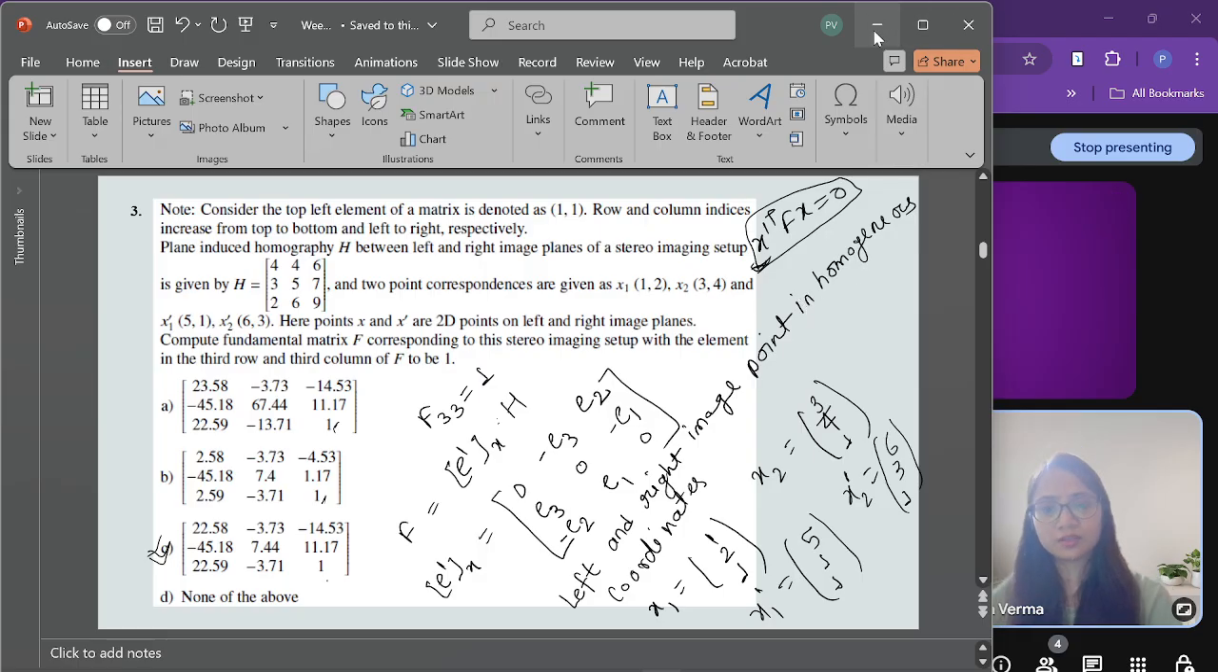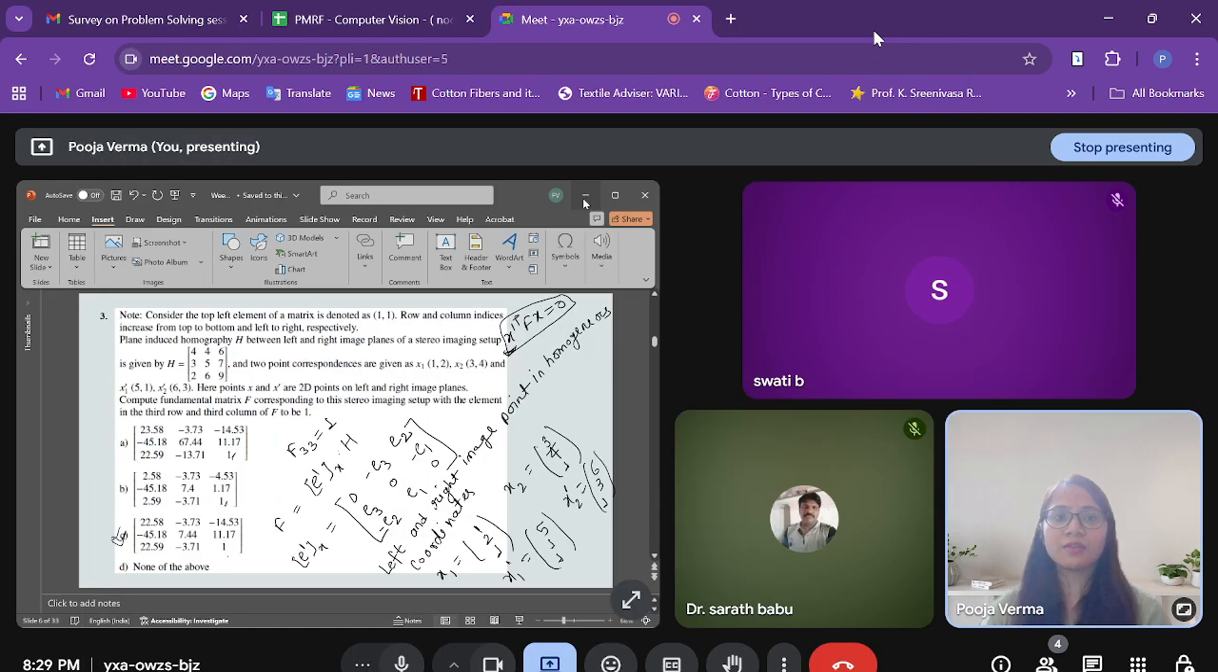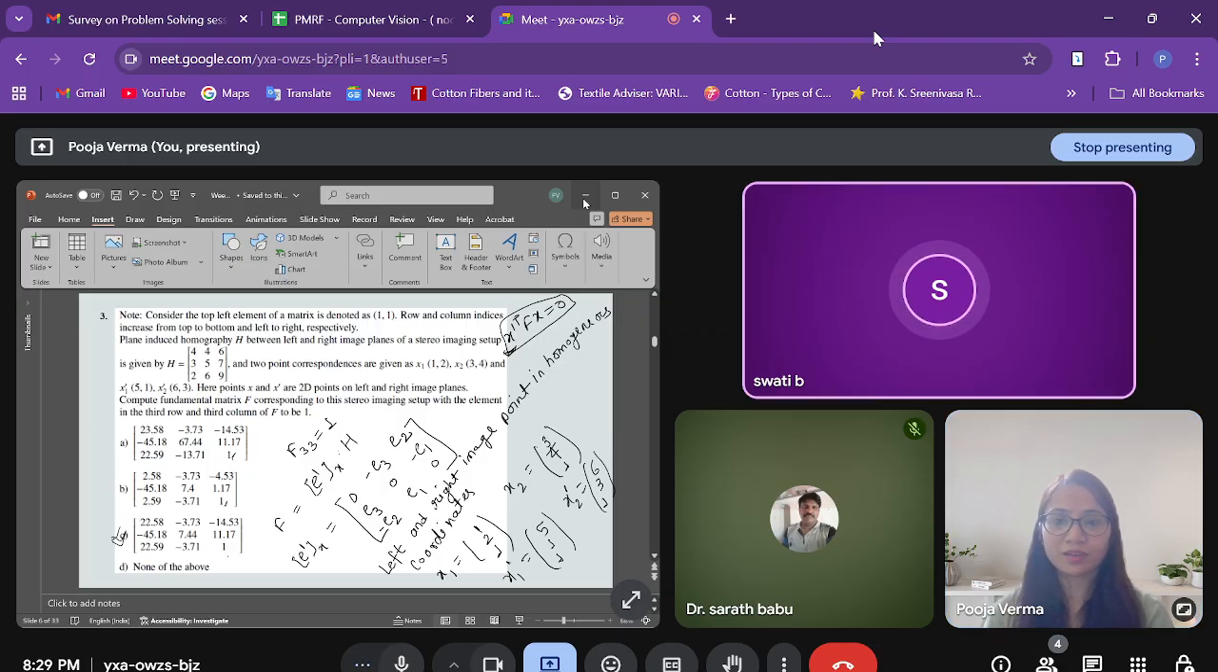One option is none of the above, and you have to check the other three, so do your calculation fast. Sometimes two options are mostly similar. Rather than spending time on calculation, I can exclude the two options which are not similar and just calculate with this one.